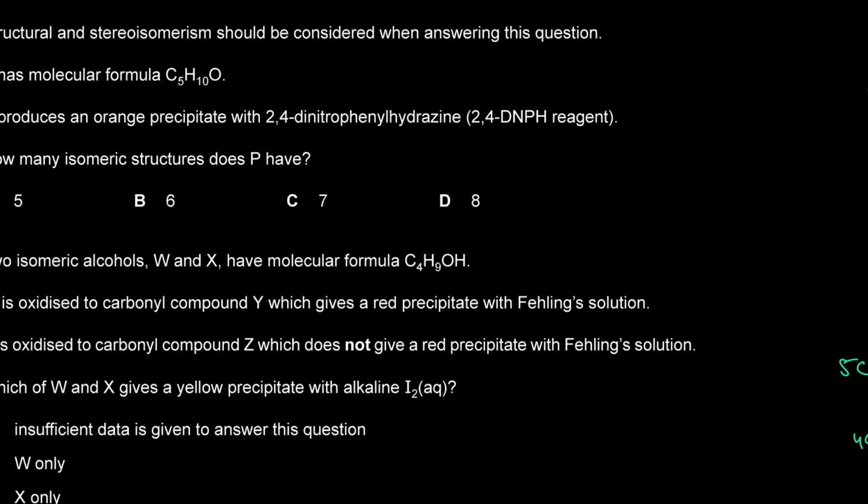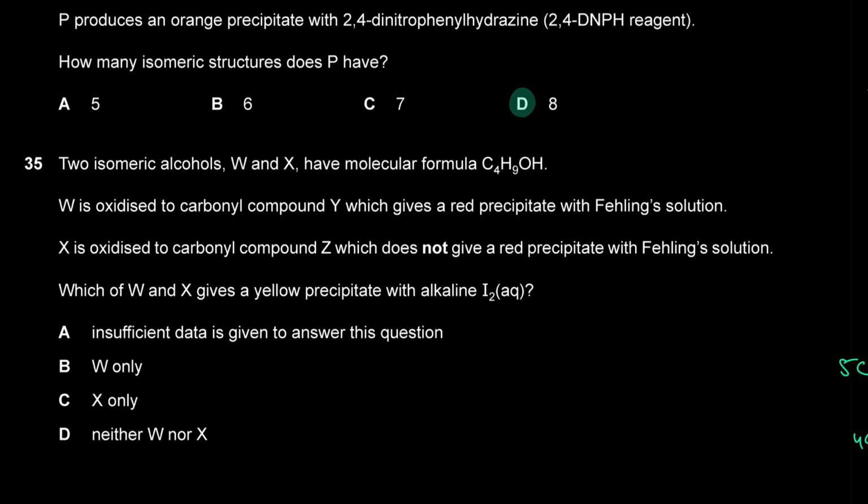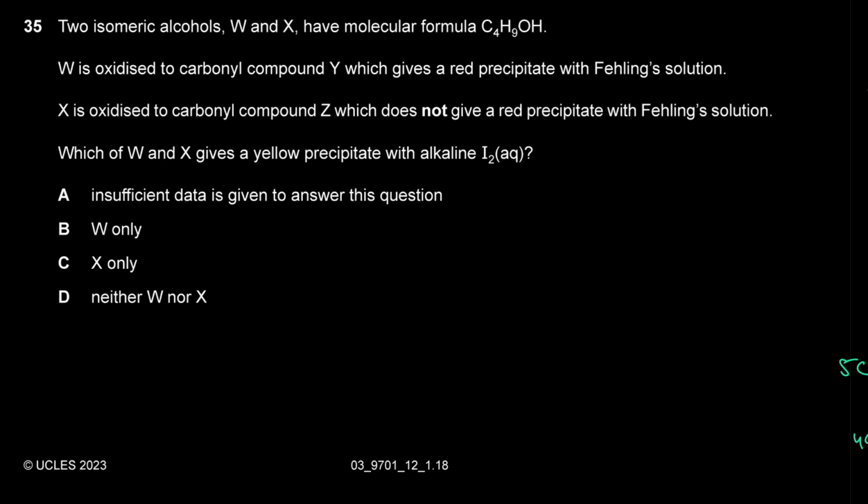All right, moving on. So the answer for question number 34 was D. 2 isomeric alcohols W and X have molecular formula C4H9OH. W is oxidized to carbonyl compound Y, which gives a red precipitate with Fehling solution.